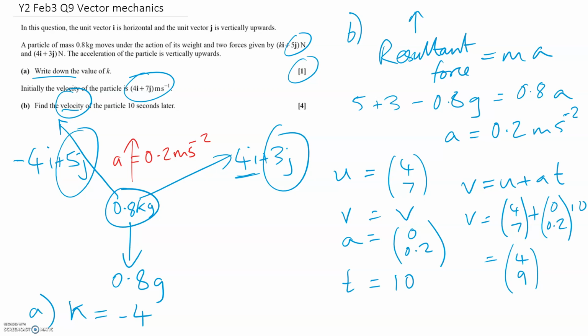The question uses i and j notation. I prefer using column notation for working out here, as you can see, but it's probably a good idea to write it back in i and j notation, since that's what it says in the question. And this will be in meters per second.